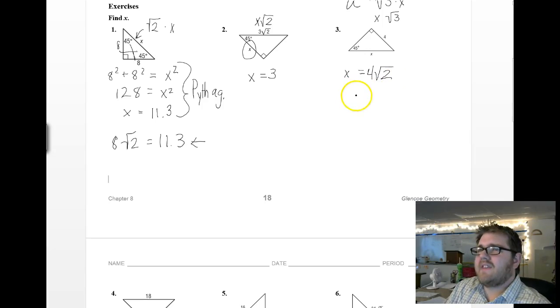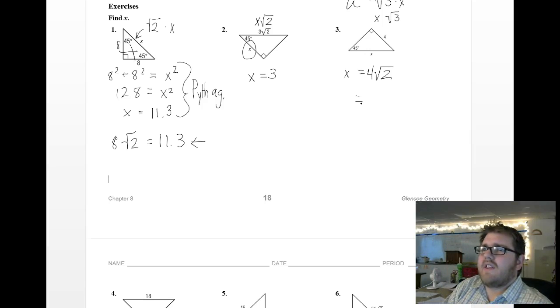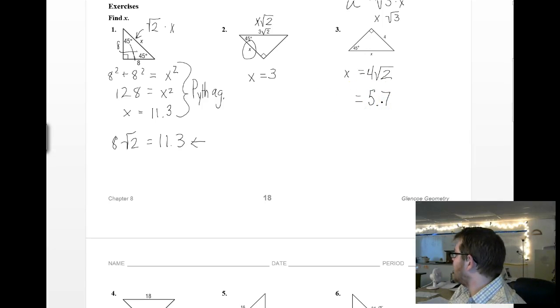And if you want to put the decimal in, what you'll need to do for the homework, unless you do it on paper. So what do you get? Did anyone get an answer for that? Yeah, 5.7. So I think we got the 45, 45, 90s down. Any questions on those 3 problems?